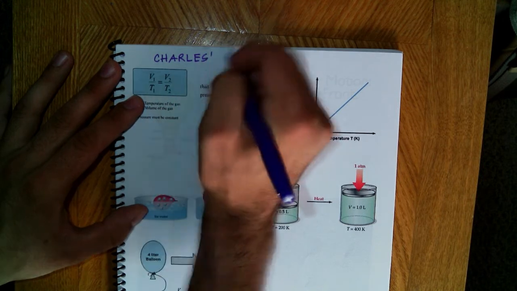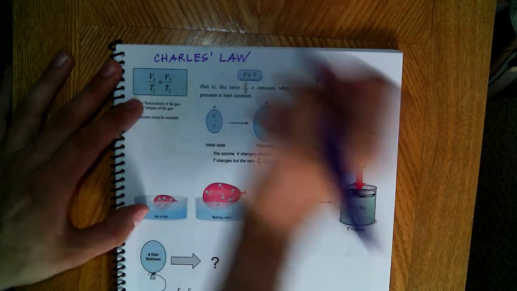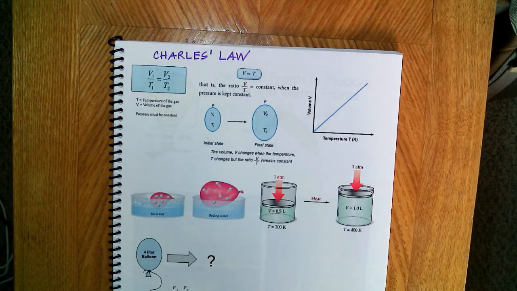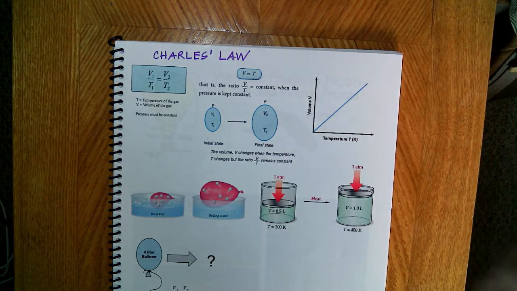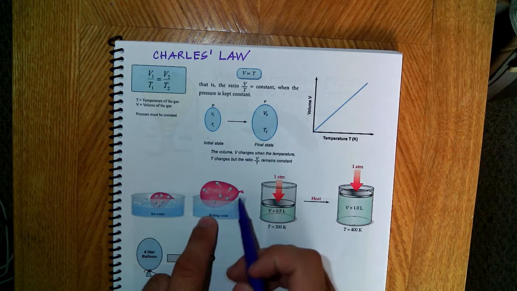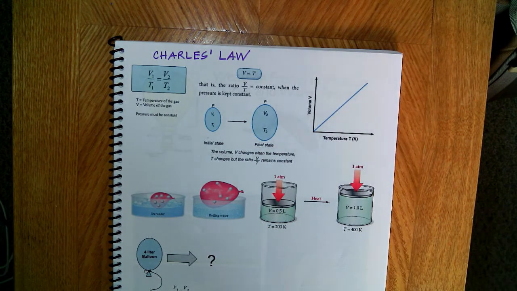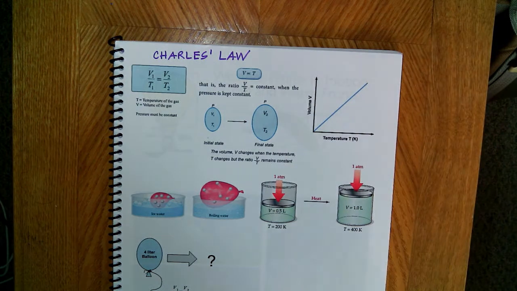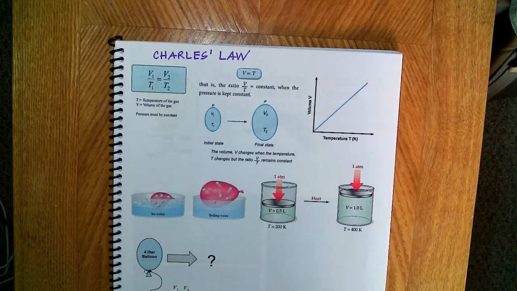Charles's law related the Kelvin temperature of a gas to its volume. The idea that if you increase the temperature of a gas in a flexible container, that was important for this one because the volume has to be able to expand and contract. If you increase the temperature of a gas in a flexible container, the particles have more energy, they move faster and further apart, therefore increasing the volume. If you decrease the temperature, the particles slow down, contract, come closer together, and the volume decreases.